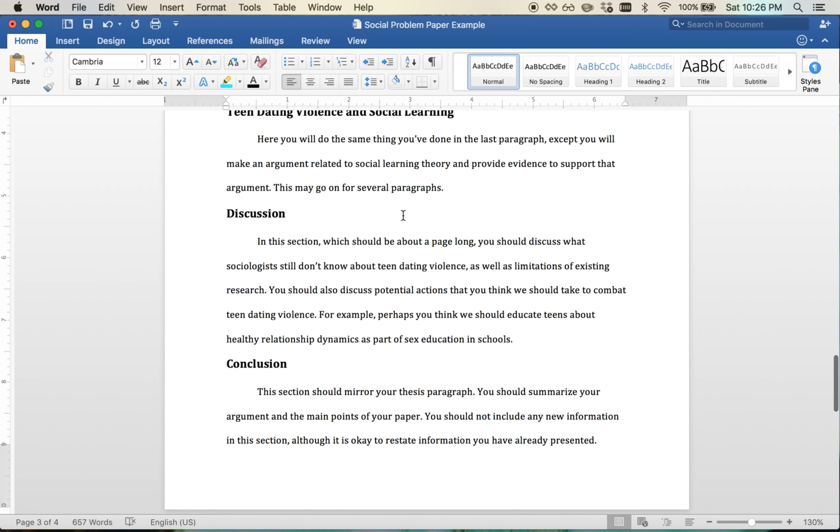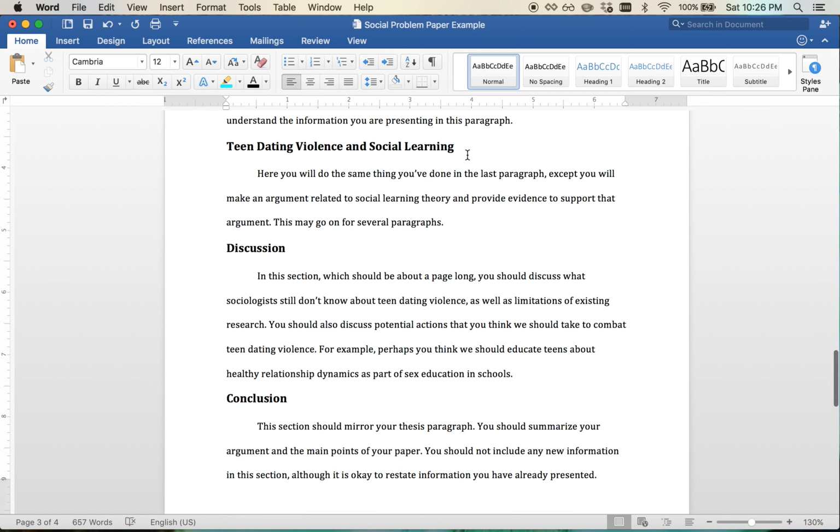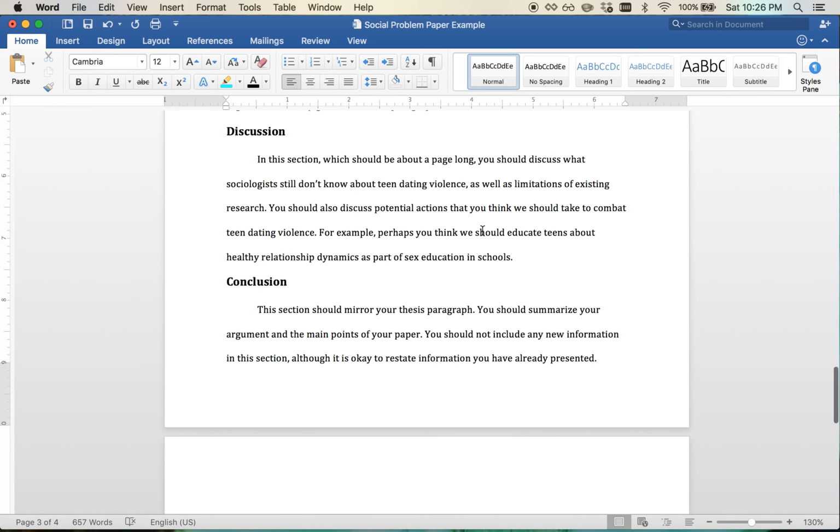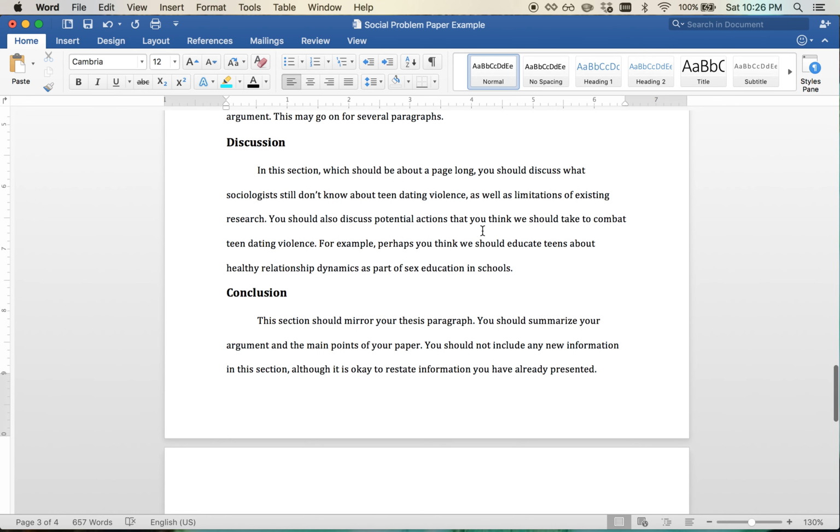Then your next section will deal with the other theory you've chosen to discuss. Here's social learning theory. And you'll just do the same thing you've done above. You'll include information about teen dating violence and explain how social learning theory helps us to understand that information. You may do this for several paragraphs. The next big section of your paper is the discussion section.